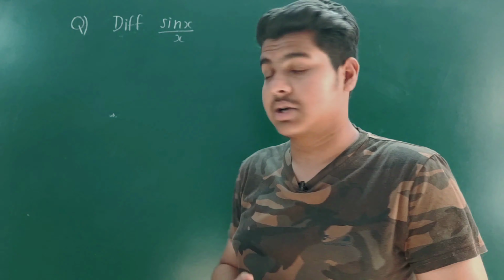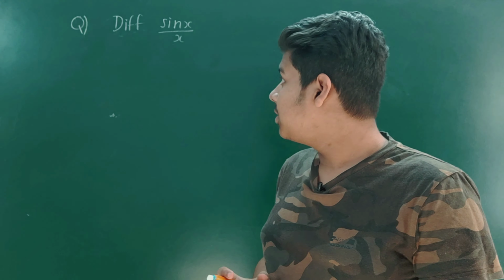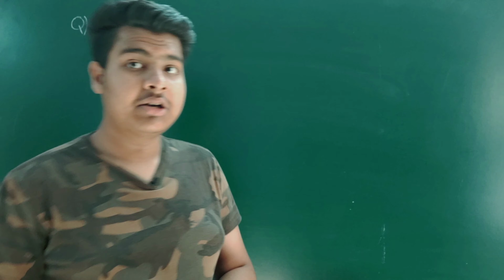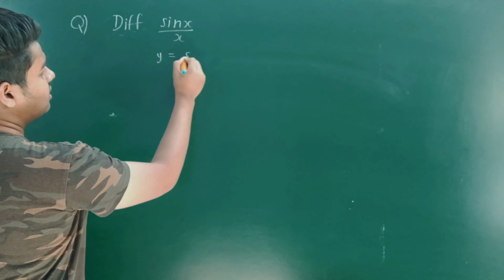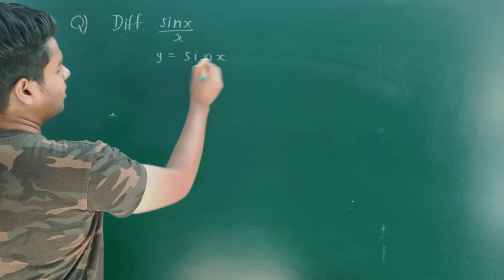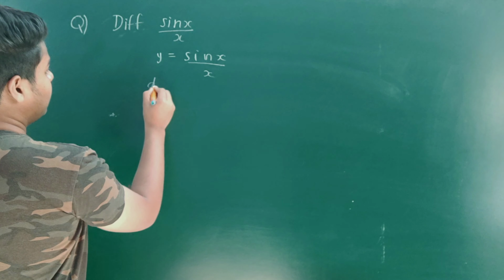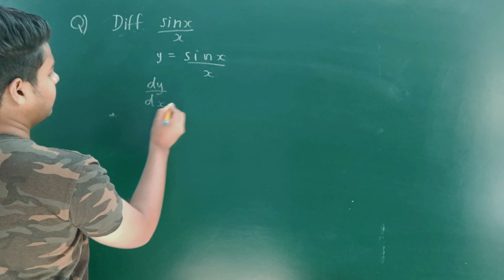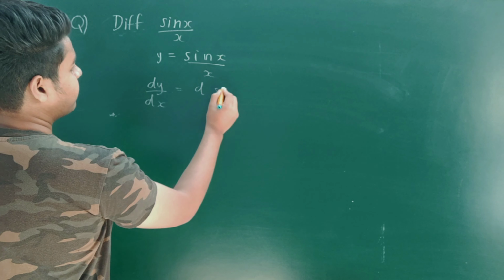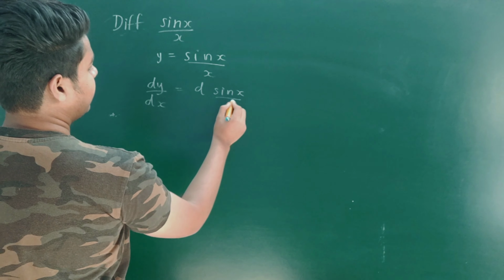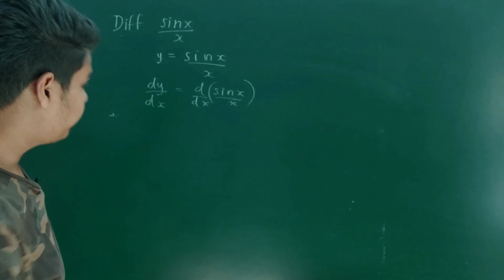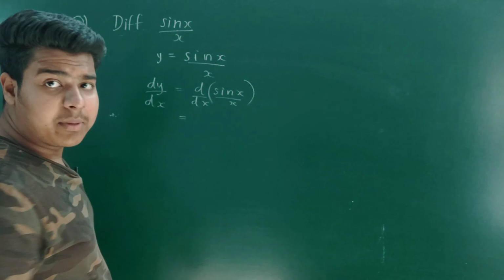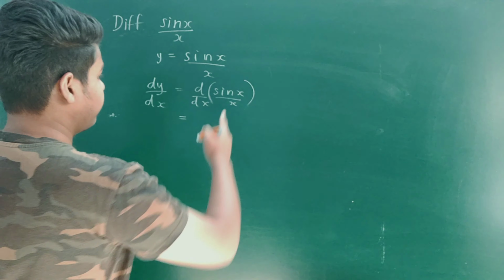So we have the first question: differentiate sin x upon x with respect to x. So we can apply the quotient rule here. If I consider y equal to sin x upon x, then dy/dx will be the differentiation of sin x upon x with respect to x. Then we'll apply the quotient rule here.